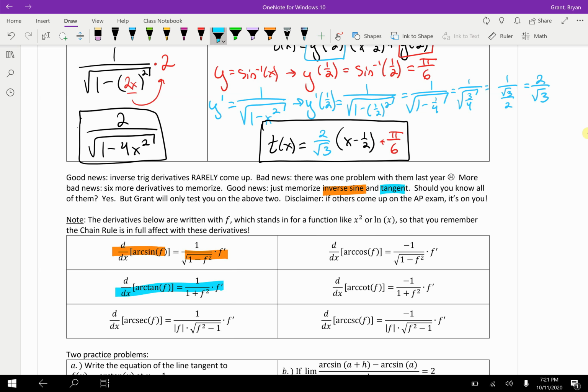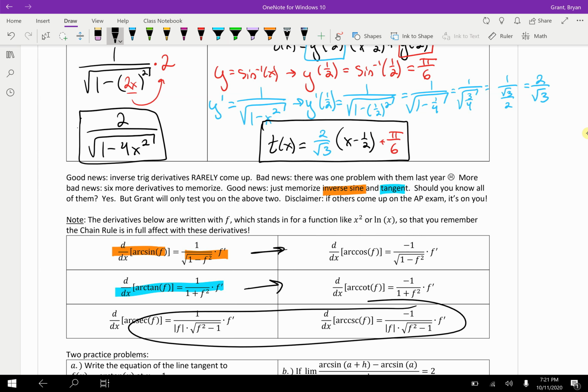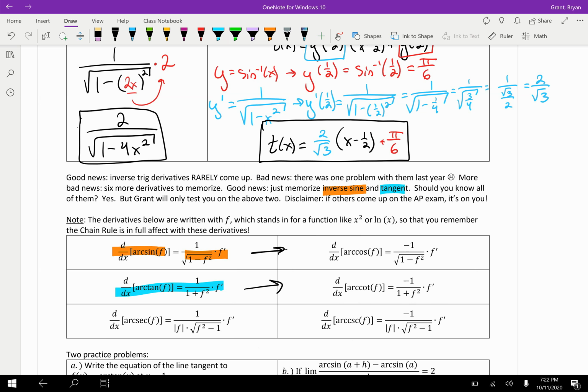Notice also that it's really, really nice because these derivatives are exactly the same as their counterparts, just with a negative out front, right? They're identical. Just put a negative out front and you have it. The inverse secant and cosecant look wild with those absolute values, but we're not going to get into the proofs for any of those, so don't stress it.